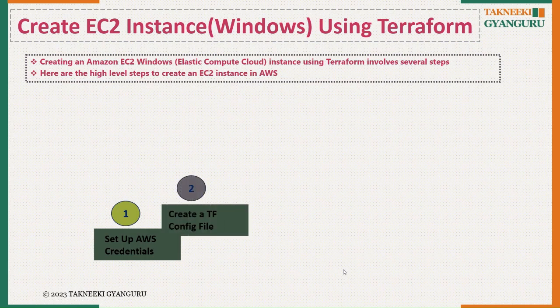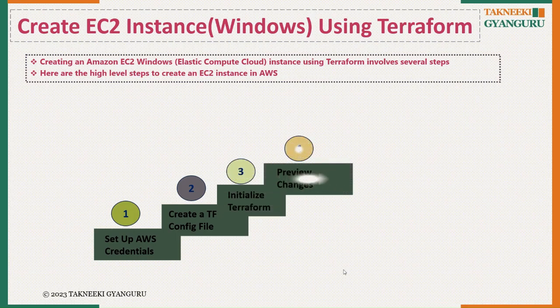Then we'll create a TF configuration file where we'll mention all the resources, and then we'll initialize Terraform, validate Terraform, and preview the changes, right? Or we will preview the infrastructure we are creating in AWS, and then we will apply the changes that will create your infrastructure in AWS. We are creating a Windows instance.